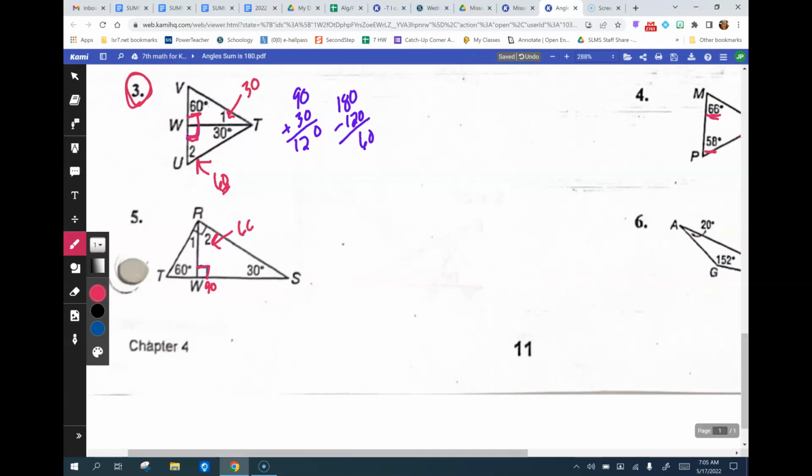Okay, so that's going to be 60 degrees. Now look at this triangle over here. We're trying to find angle 1. This is a 90 degree angle, that's 60. What do you think this is? 30. Okay, and this is a great example of look at these two triangles.